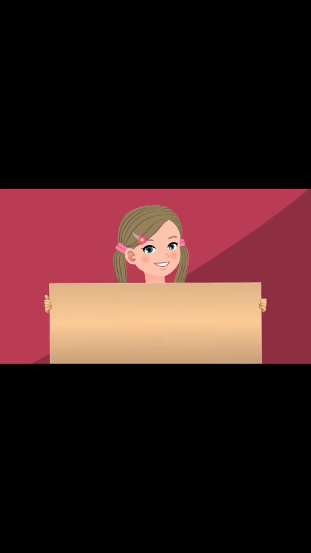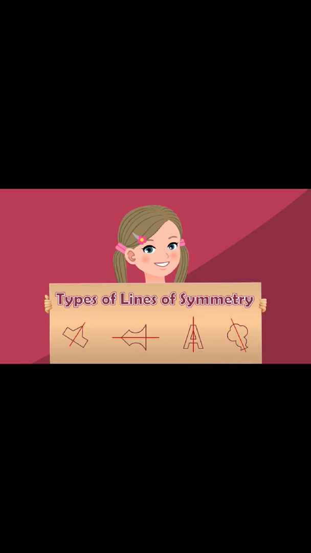We can learn more about symmetry: types of lines of symmetry. As we learned before, a symmetrical shape is a shape that can be divided into two identical halves. And this line is called a line of symmetry. It divides the shape into two identical halves.